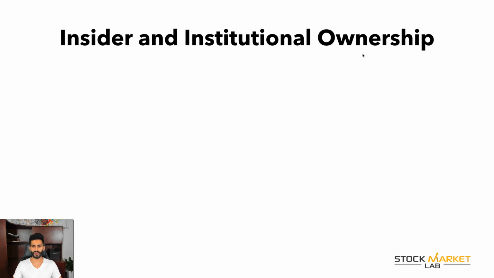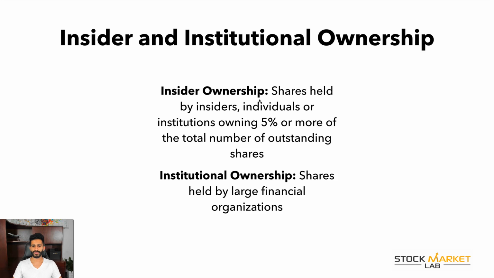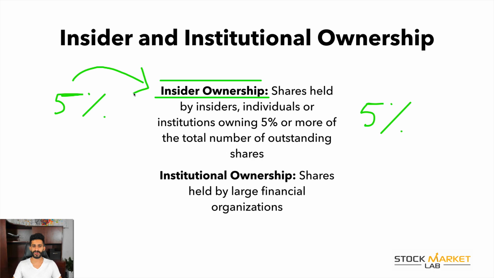Insider and institutional ownership. Insider ownership is shares held by insiders or individuals or institutions owning 5% or more of the total number of outstanding shares. So if you own 5% or more of a company, you are considered an insider. You have insider ownership, right? So let's just say I go in and I buy 5% of Apple, which is a lot and a lot of money. I think it's like $50 billion, $60 billion. I am now considered an insider of the company.